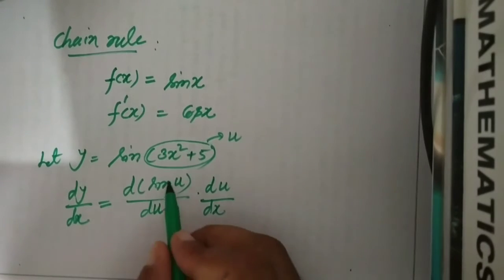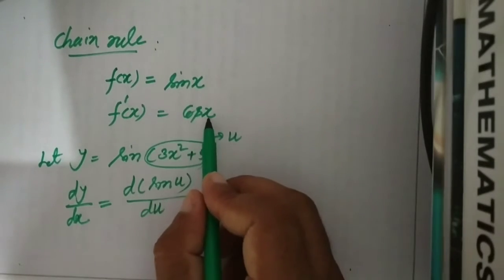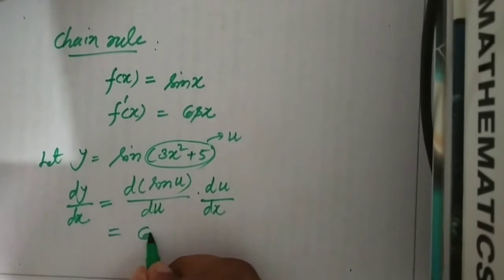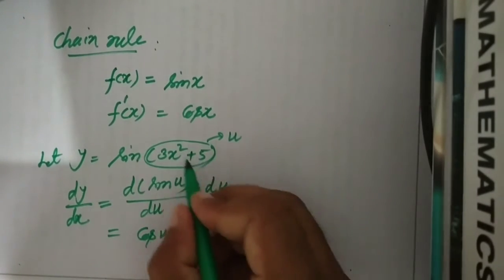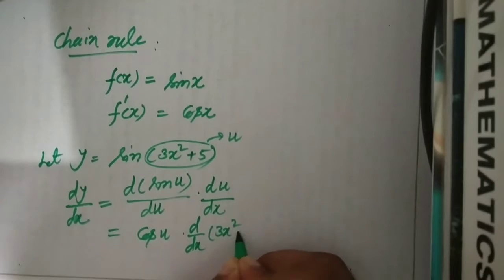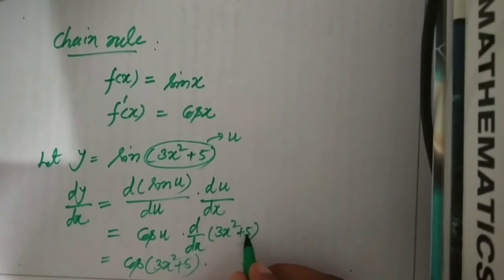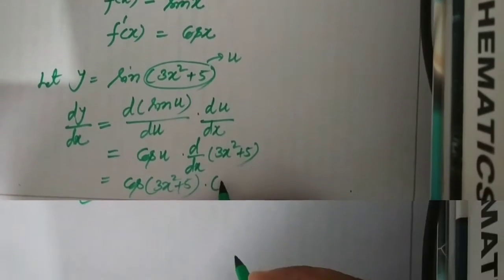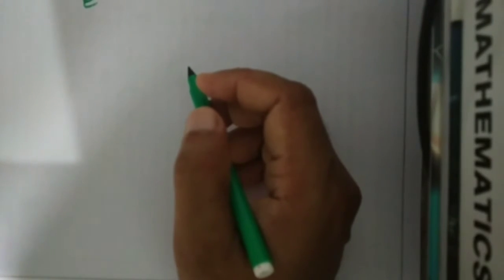You already know that the sine function gives the derivative cos, so sine u gives cos u, multiplied by the derivative of u with respect to x, where u means 3x squared plus 5. What will be the derivative of 3x squared plus 5? We substitute the value of u here also: cos of 3x squared plus 5, times the derivative, which gives 3 into 2x. So from the previous example it is clear how the chain rule is applied.